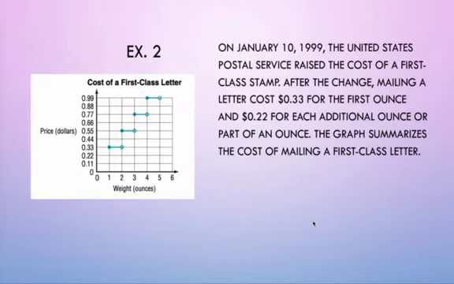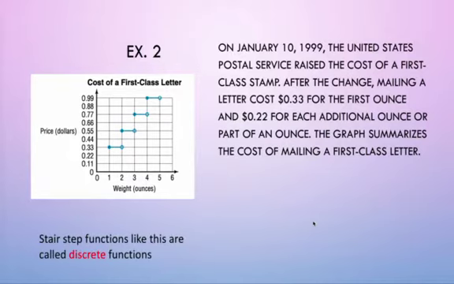On January 10, 1999, the United States Postal Service raised the cost of a first-class stamp. After the change, mailing a letter costs 33 cents for the first ounce and 22 cents for each additional ounce or part of an ounce. The graph summarizes the cost of mailing a first-class letter.